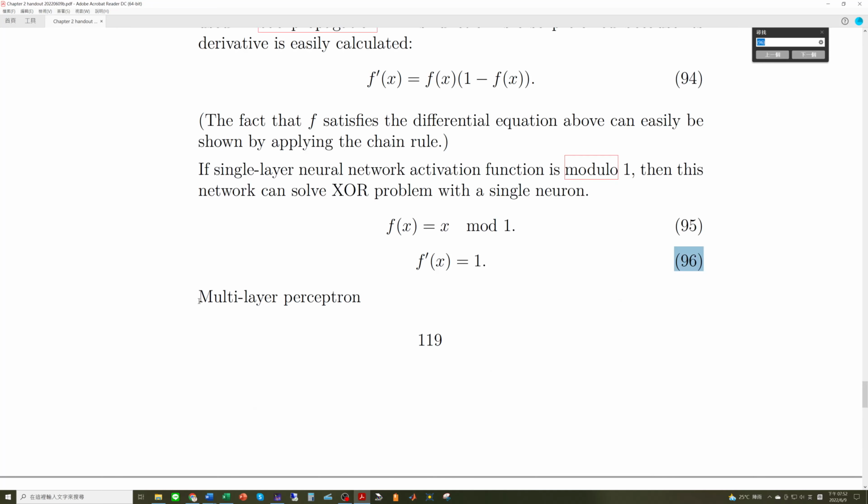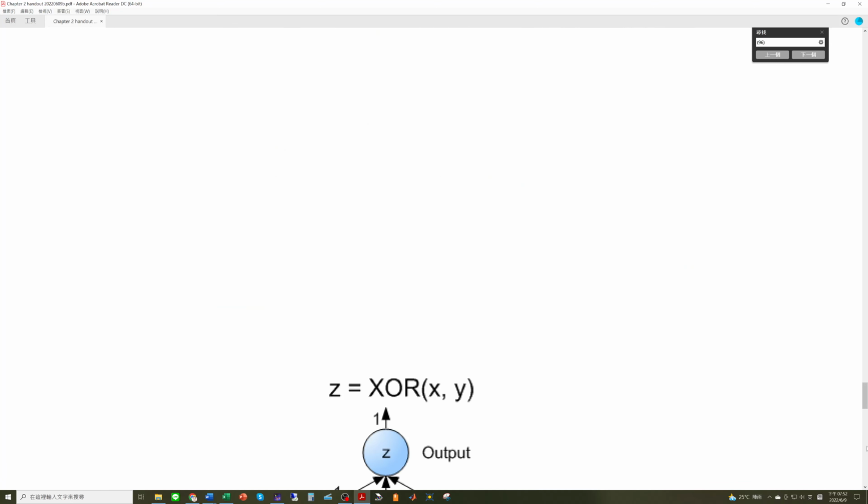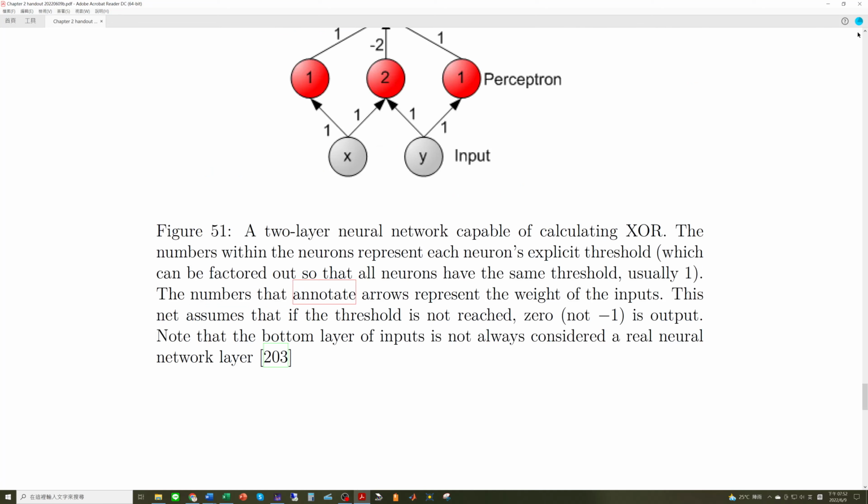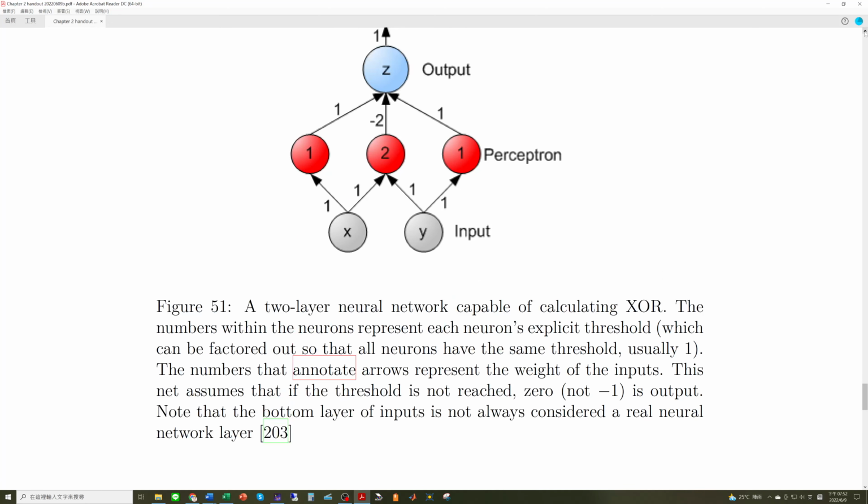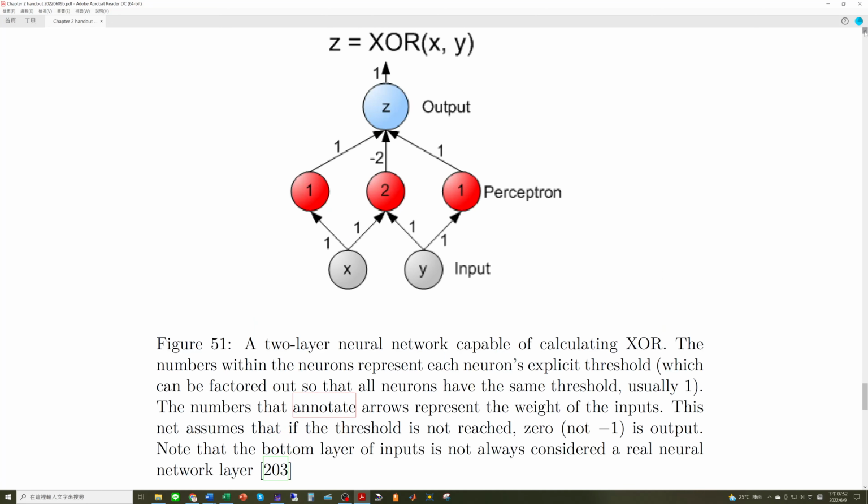Okay, next let us see multi-layer perceptron. First let us see this figure. Figure 51 is a two-layer neural network capable of calculating XOR, that is exclusive OR. The numbers within the neurons represent each neuron's explicit threshold.